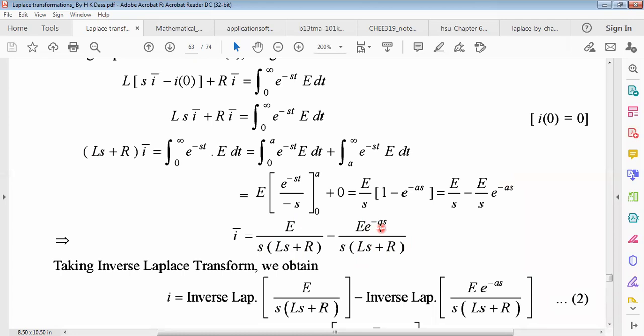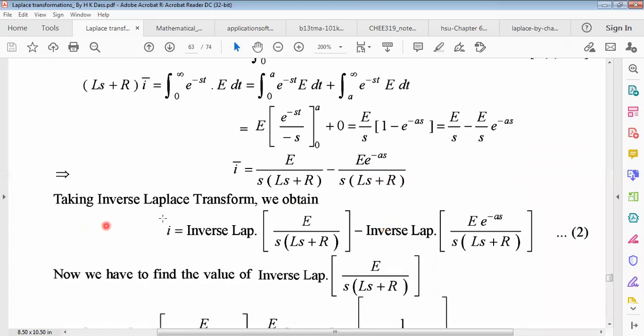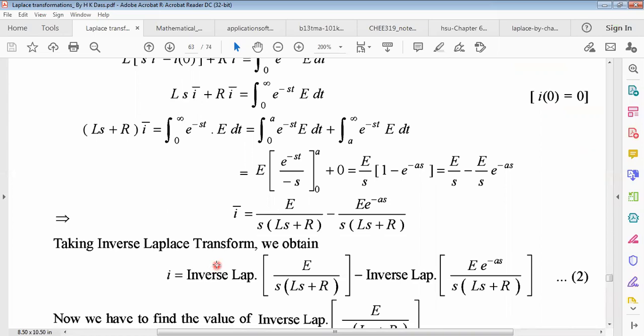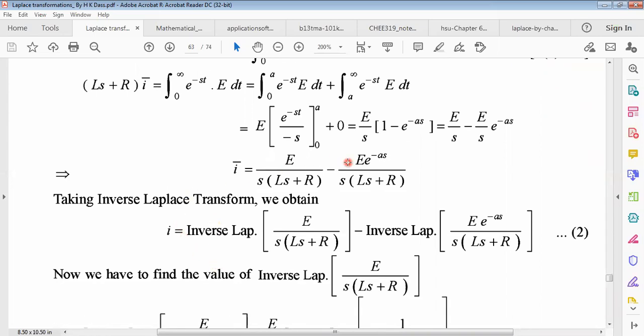Okay. Now taking the inverse Laplace transformation, just as in the previous lecture on how to solve ordinary differential equations. This is also an ordinary differential equation. Remember it. Here I is the dependent variable and t is the independent variable. So it is a first order and first degree ordinary differential equation.